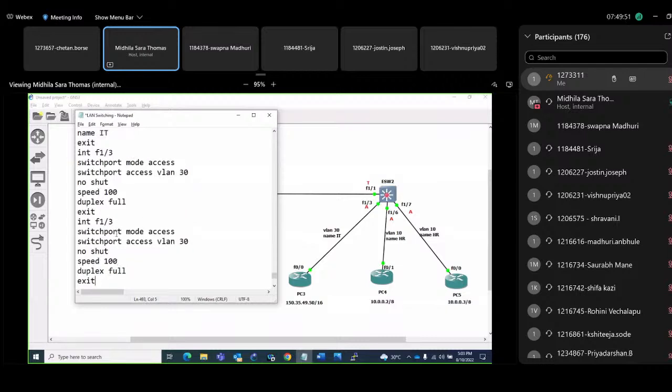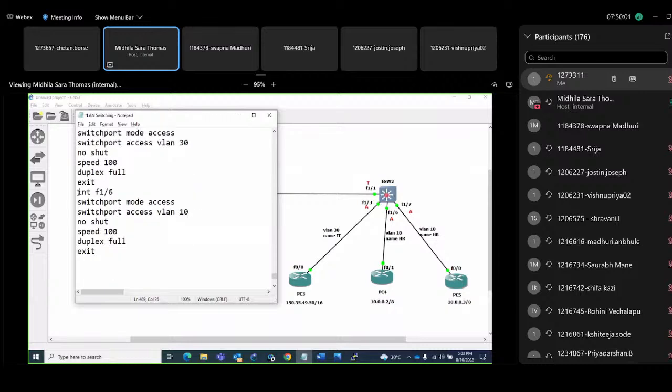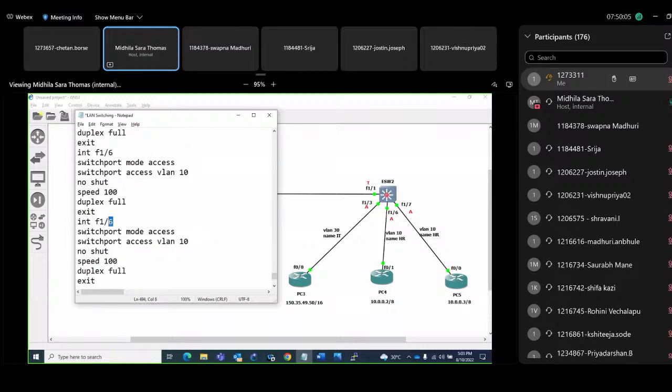Now I will paste it. F1/6. You tell me what should be the VLAN number of F1/6. It should be 10. Done. How easy life is now. Next, F1/7. It is also VLAN 10, right? So no need to make any change.